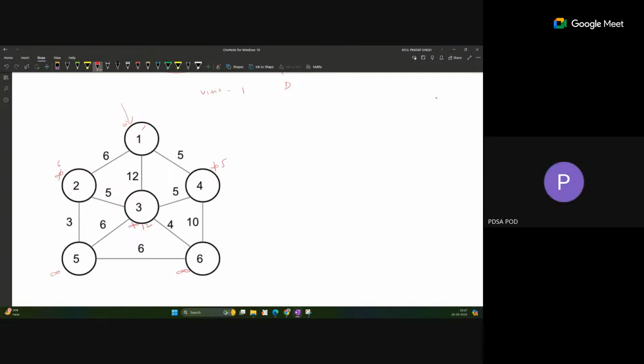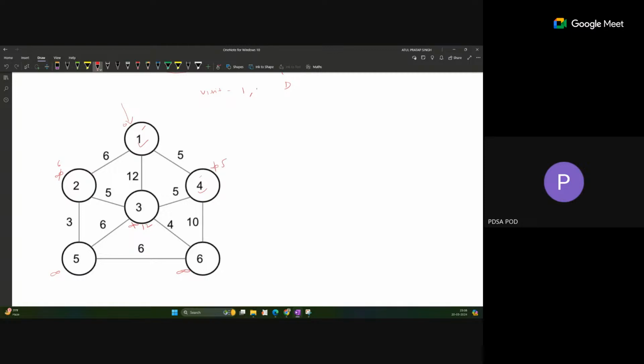Okay. So which one is the smaller? I will start with 4. The distance on the vertex. Okay, correct. Yeah, this 4, this one. Okay, so this is now visited. Now this will be the second visited.